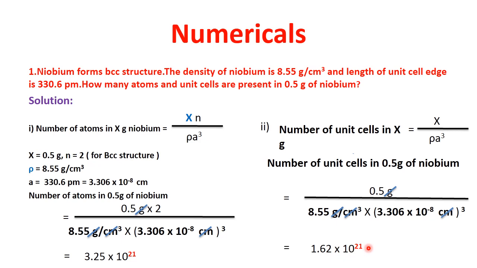So this is all about the number of particles and unit cells in X gram of metallic crystal, which is easy to understand.